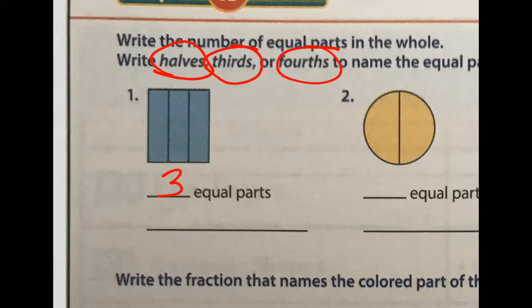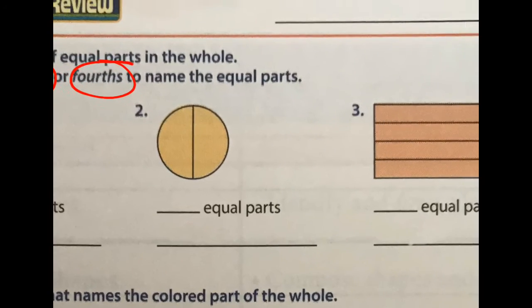And then we want to know, is this whole divided into halves, thirds, or fourths? What do you think? If you said thirds, you are right. So now we need to write the word thirds. It is written right there in your directions if you need to spell it correctly.